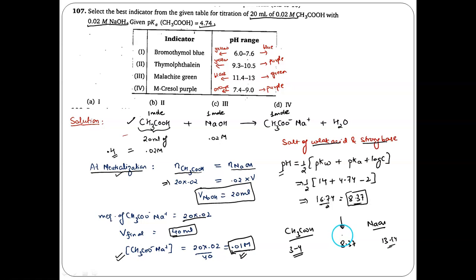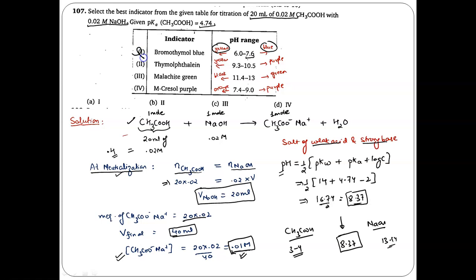Which means we have to see that this end point pH of 8.37 lies in the working range of which indicator. In the first one, the bromothymol blue, the problem over here is that initially it will show yellow color, finally it will show blue color, but it will change color well before the neutralization has happened, because neutralization is going to complete at 8.37 pH, whereas bromothymol blue will change at 7.6 pH. So even though the reaction has not completed, the indicator would have changed the color.